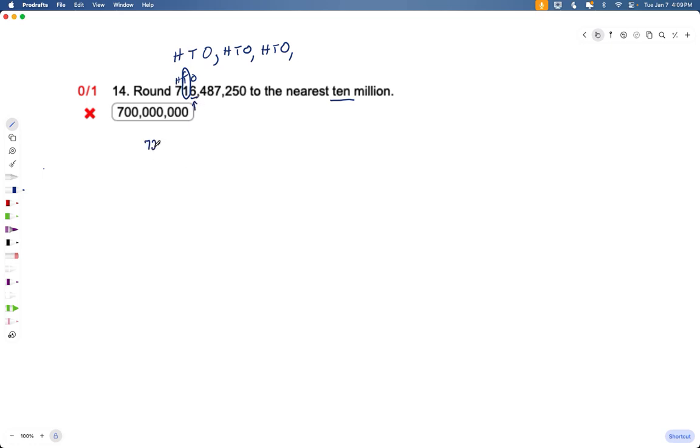We're going to round the 1 up to a 2 because this means it's over halfway to the 2 anyway. It's 6,487,250 is over halfway to the next 10 million. So that right there should be the correct answer because the 10 millions place is the one we're rounding to. Okay, so look at that one again as well. And that's all I've got. If you need more help, please let me know.